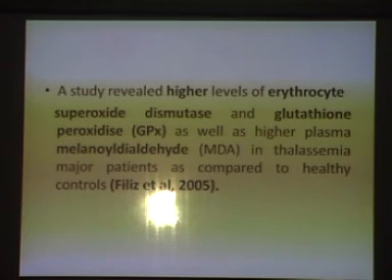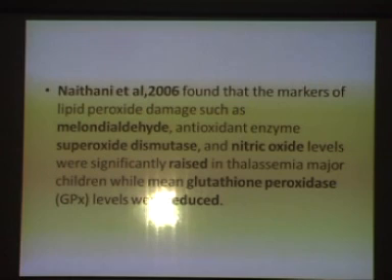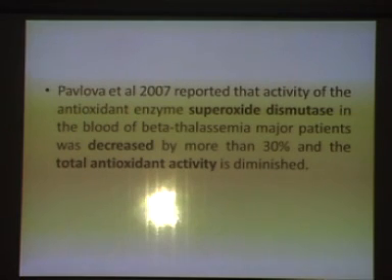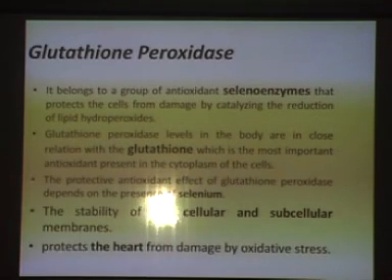A study done in 2005 showed a higher level of erythrocyte superoxide dismutase and glutathione peroxidase with a higher level of malondialdehyde in thalassemia major patients. Another study found that markers of lipid peroxidation damage such as malondialdehyde, superoxide dismutase, and nitric oxide were raised in thalassemia major, while glutathione peroxidase was reduced. Another study showed that the activity of superoxide dismutase was reduced by more than 30% with diminution in total antioxidant activity.